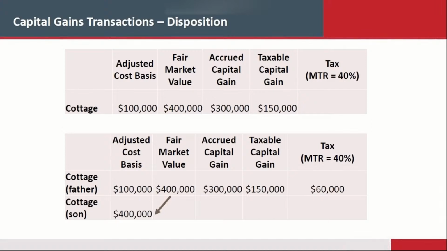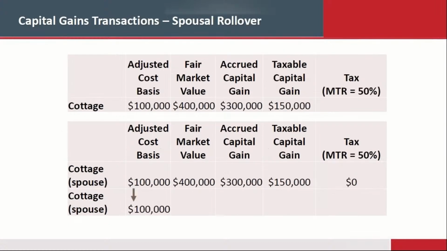But stay with me on this because it gets a little more complicated. So let's go on to the next slide. Once again, we have a cottage, $100,000, going to $400,000. Accrued gain of $300,000. Capital gain $150,000. But this time, what you decided to do was not to give it to your son. What you decided to do was to transfer ownership of the property to your spouse.